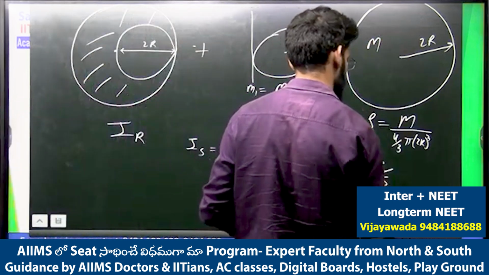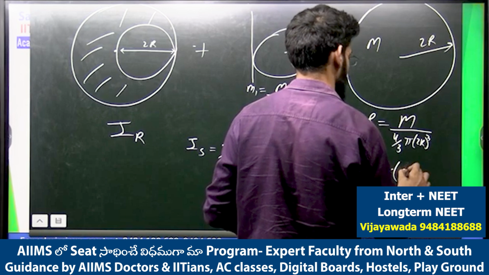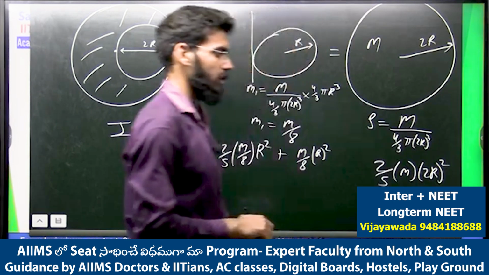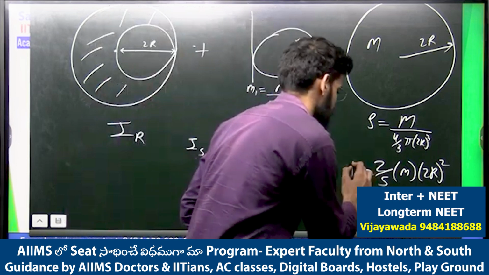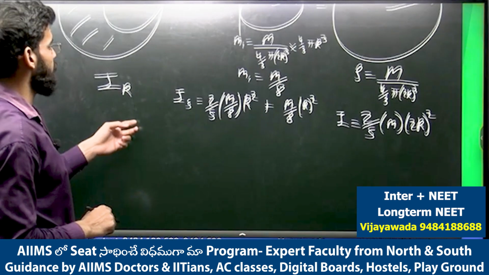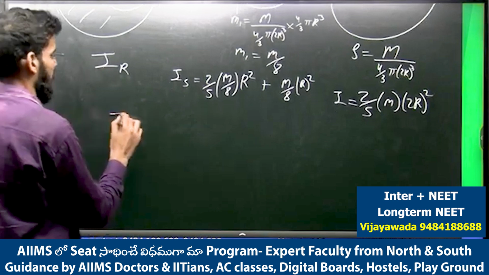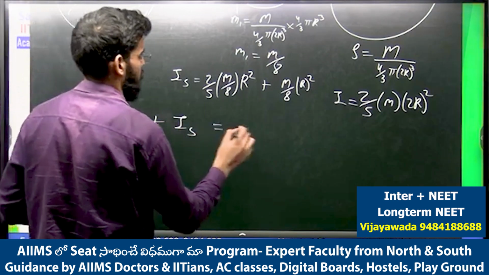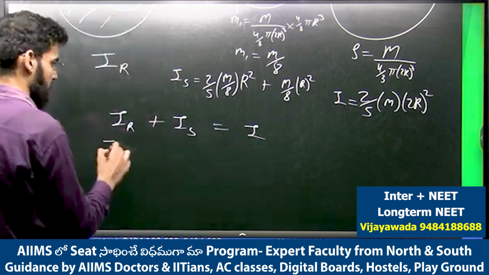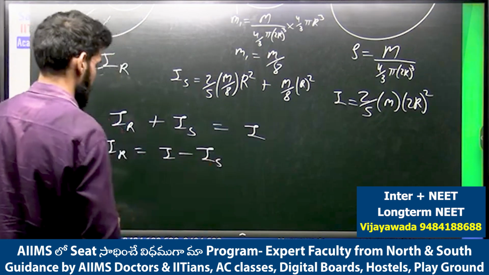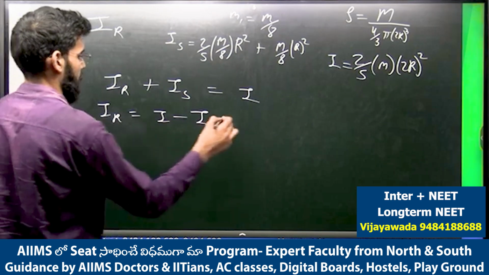And for this, what will you write down? Directly 2 by 5, mass is m and radius is 2r whole square, right? 2 by 5 mr square. This is the moment of inertia of the complete sphere, I. Now from here you can write by superposition, IR plus IS is equal to I. So IR is nothing but I minus IS.